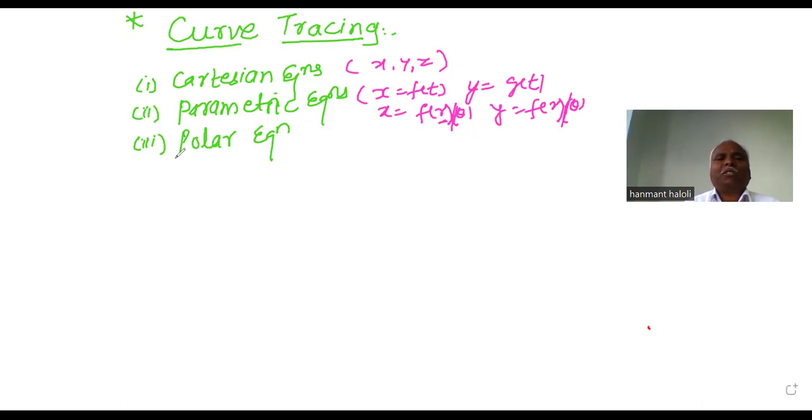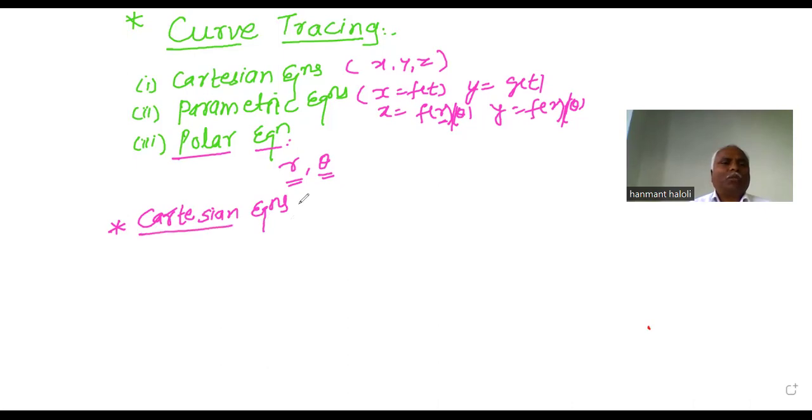Now, which equations are called polar equations? We know the polar form means r and theta. An equation containing r and theta is called a polar equation. Now we'll discuss these one by one. First, we go for Cartesian equations.